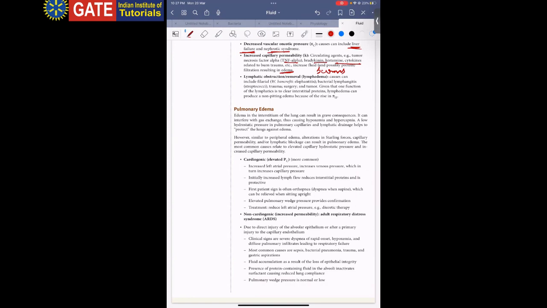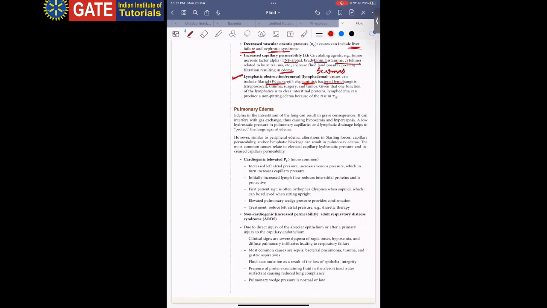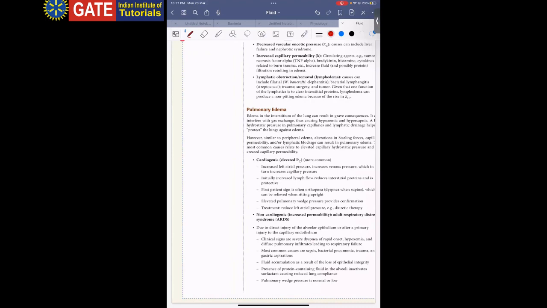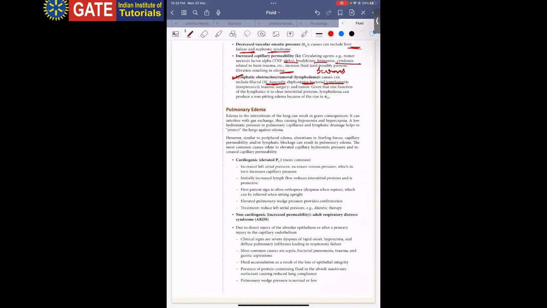Last is the most important, that is the lymphatic obstruction or the lymphatic removal. What are the different causes of lymphatic obstruction or removal? We have Wuchereria bancrofti infection that can result in filariasis, also known as elephantiasis, that can result in the obstruction of your lymphatics. The lymphatics cannot remove the excess fluid or the proteins from the interstitium. Then there is bacterial lymphangitis, where bacteria involve your lymphatics, cause infection of the lymphatics and ultimately impair their function, like the streptococci. It is also associated with trauma, surgery, and tumor.